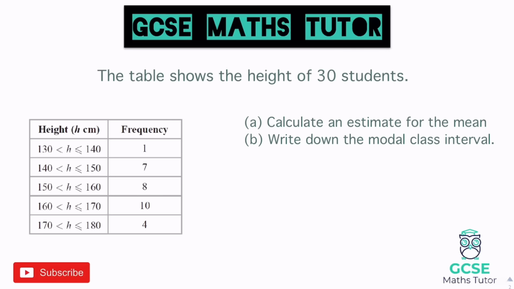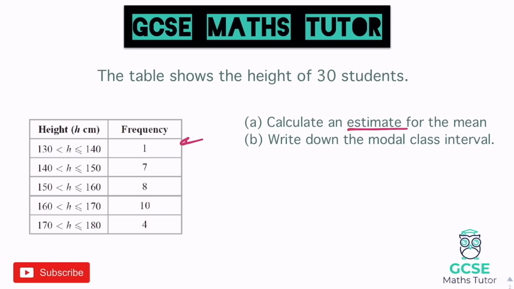Now this question is very similar. It shows the height of 30 students. This is calculating an estimate for the mean, and then again write down the modal class interval. So the reason it says to find an estimate for the mean is because we can't get an exact mean, because we don't actually know, particularly looking at just this first row, what that person's height actually is. There's one person between 130 and 140. There could be anything, 132, 138, anything in between.